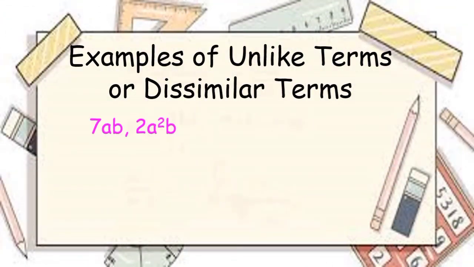these are the examples of unlike terms or dissimilar terms. So for example is 7ab and 2a squared b. In this given, even though they have the same variables, which are a and b, the exponent of a is 1 and the other one is 2. So they are not similar. Therefore, that example is not a similar term.